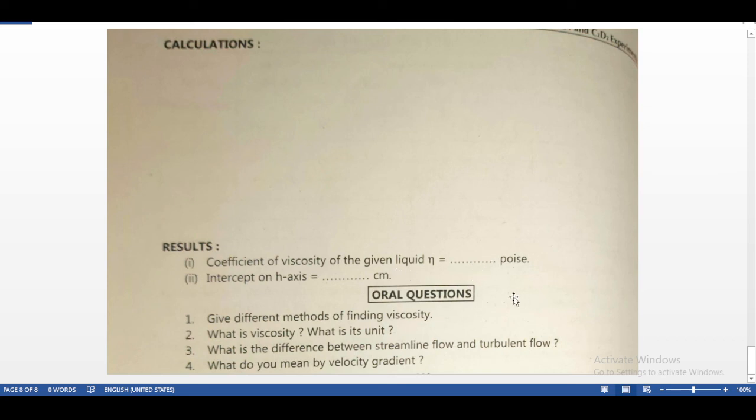Now here we are following the online practicals and the online practical examination also. While performing the experiment or facing this experiment in the practical examination, we should know some oral questions, such as different methods of finding viscosity. This is one of the possible oral questions. What is viscosity? What is its unit? What is the difference between streamline flow and turbulent flow? And what do you mean by velocity gradient? We should know the answers to these questions.